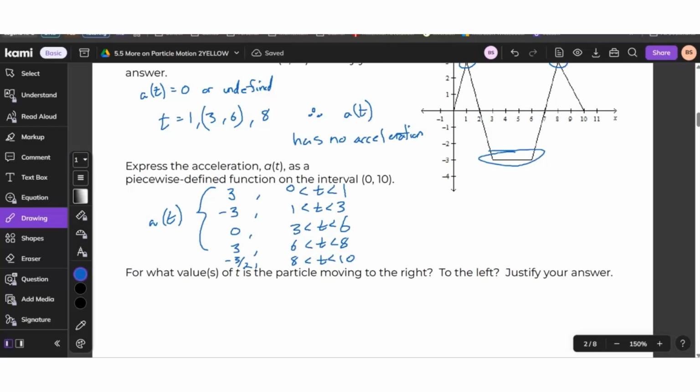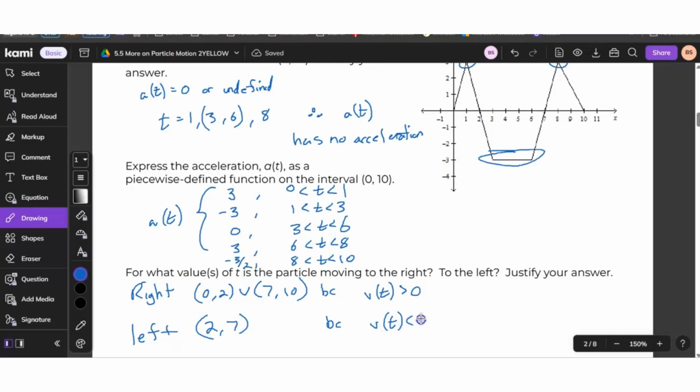For what values of t is the particle moving to the right? To the left? Justify your answer. It's going to go to the right anytime that v of t is positive. So that's going to be from 0 to 2, unioned with 7 to 10. And it's going to go to the left from 2 to 7, because v of t is negative.